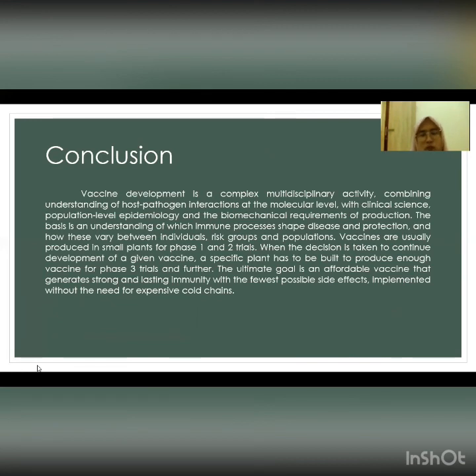So the conclusion from this presentation is that vaccine development is a complex multidisciplinary activity combining understanding of host-pathogen interaction at the molecular level with the clinical science, population-level epidemiology, and the biomechanical requirements of production. Vaccines are usually produced in small batches for Phase 1 and Phase 2 trials. When the decision is taken to continue development of the given vaccine, a specific plan has to be built to produce enough vaccine for Phase 3 trials and further.